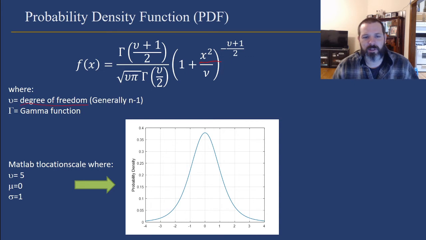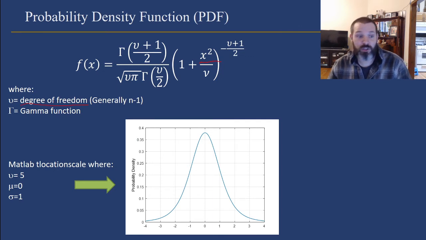And the degrees of freedom is the number of random variables you use to calculate the distribution. So if you did 3 measurements, your degrees of freedom is generally 3 minus 1, so it has 2 degrees of freedom.